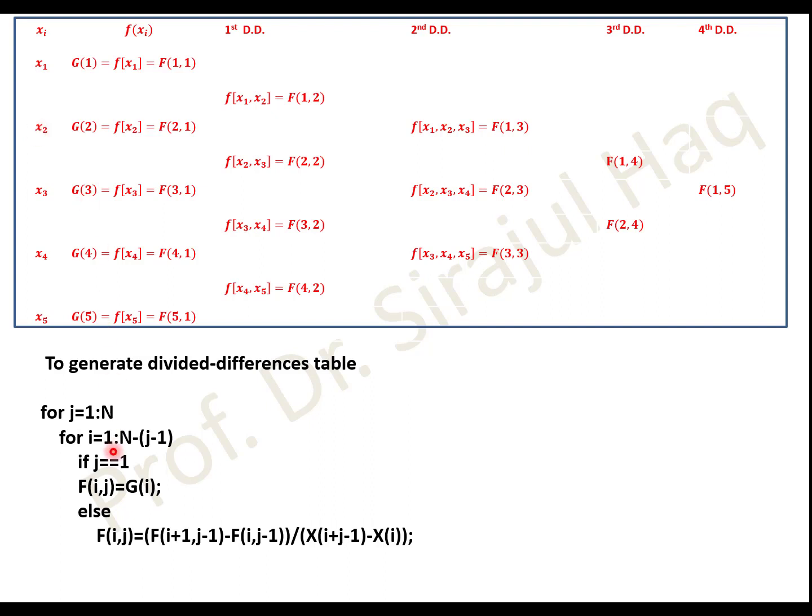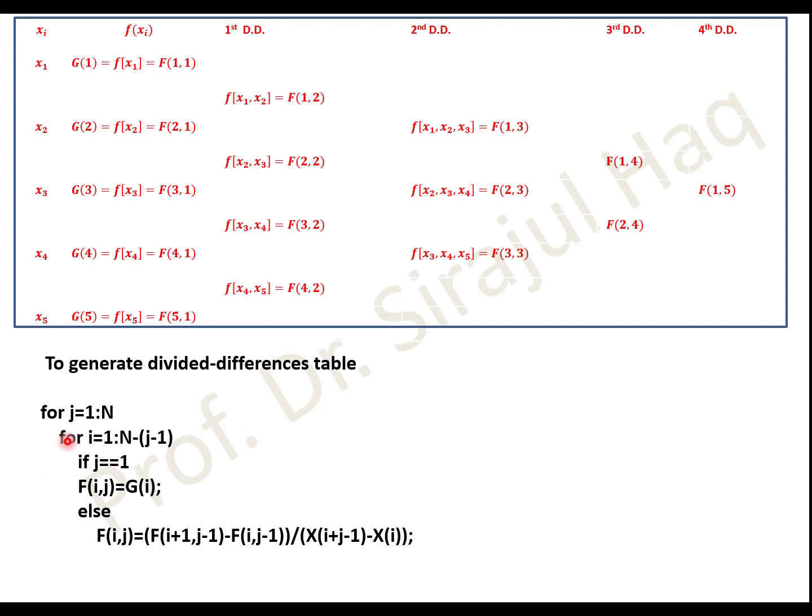And finally, when it reached i is equal to 4, so this is the target value. 4, 2. This will be 4 plus 1, 5, 1 minus f of 4, 1. F of 5, 1 minus f of 4, 1 divided by x, 6 minus 1 is 5, x5 minus x4. So you can see that it generates the second column for you when j is equal to 2. This process will continue.